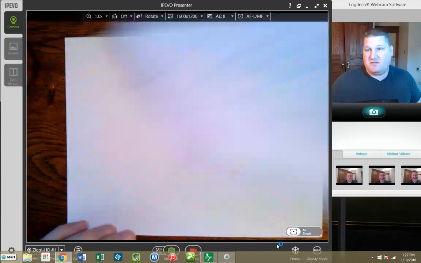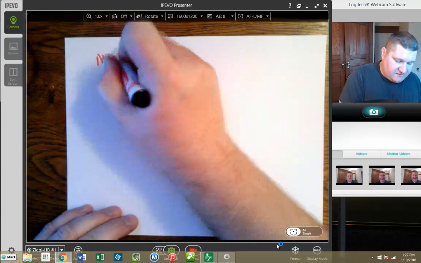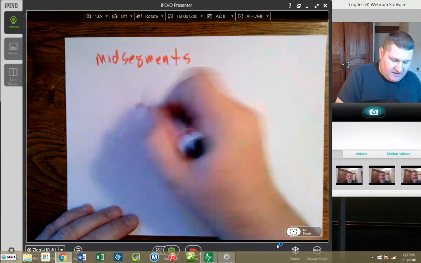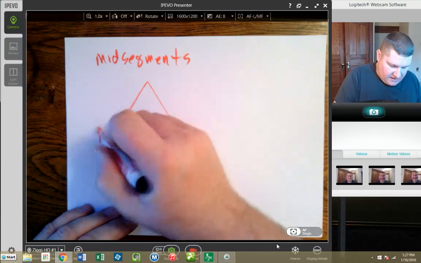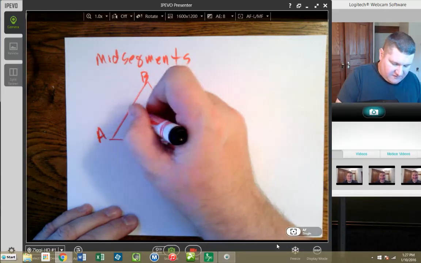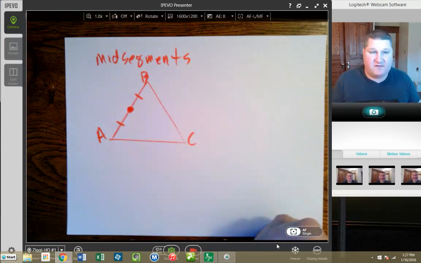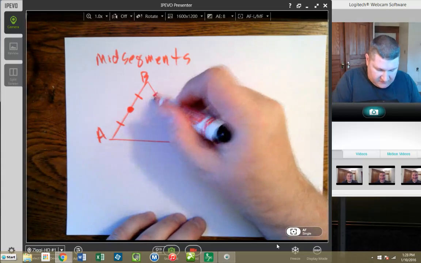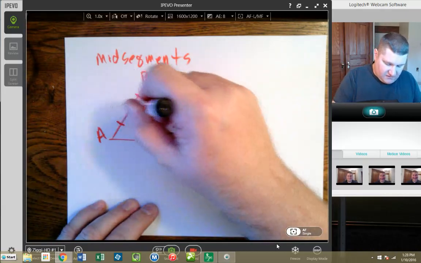Now, we have one other thing we need to talk about while we're in this section, and that is midsegments. Now, a midsegment is exactly what you think it is. If I have a triangle ABC, and I draw a segment that connects the midpoints, here's the midpoint of that side, as best as I can guess for you. And here, this is halfway, so that cuts it in half. And so then I can draw this segment in.